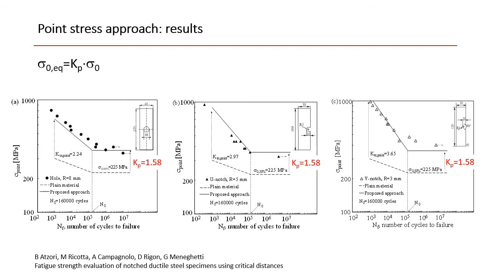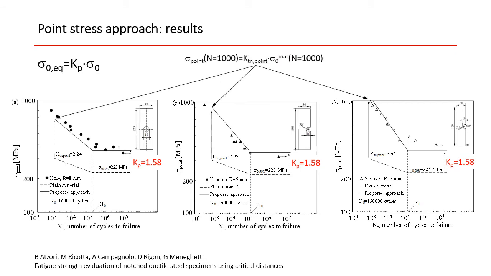multiply the fatigue limit by the coefficient of plasticity Kp, while in the low cycle fatigue regime, it was assumed that plasticity of the entire net section controls the fatigue strength of notched geometries, and then it was supposed that at 1000 cycles, the point stress is equal to Kt multiplied by the fatigue strength of plain material evaluated at 1000 cycles.